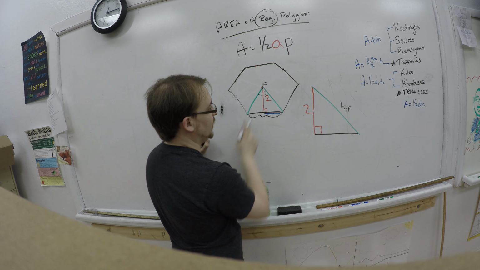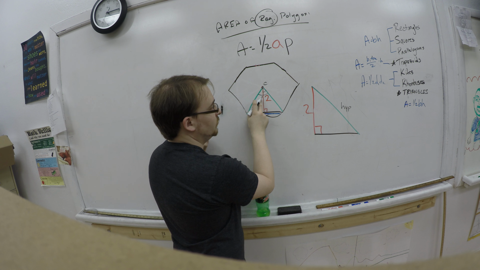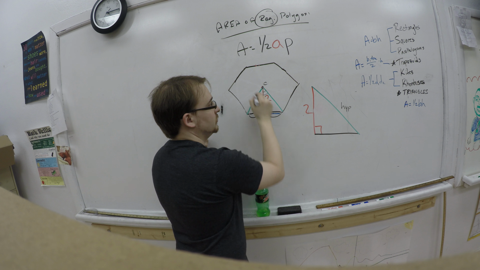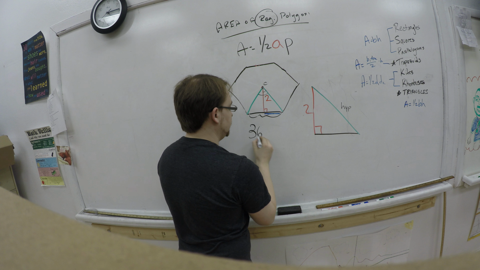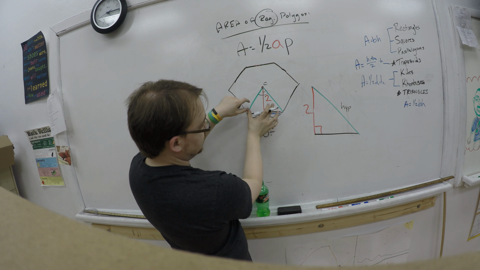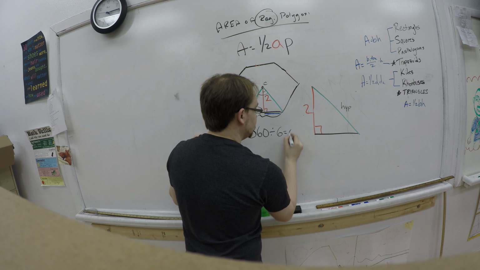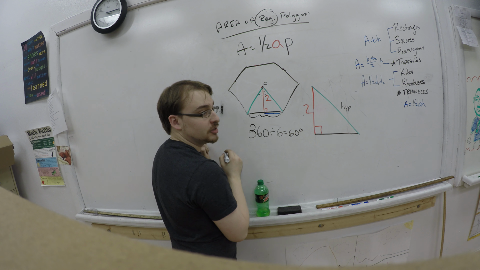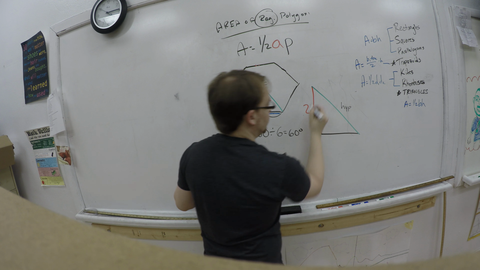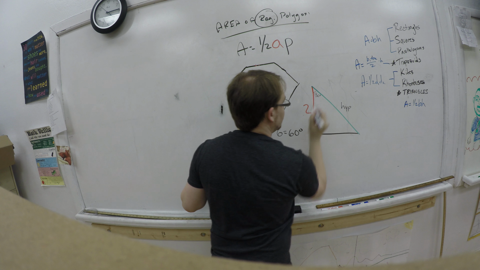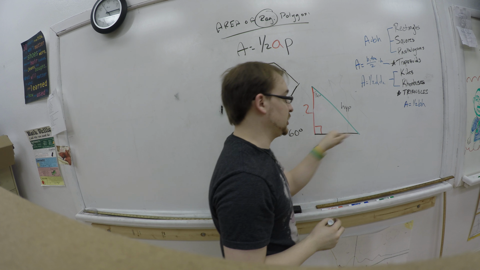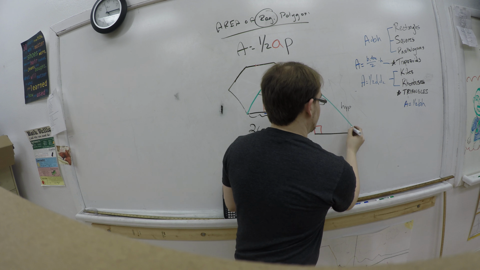So how do we find the big angle? How many degrees total do I have in here? 360. If we divide it into 6, because 6 sides, we can find the big angle. 360 divided by 6 is 60 degrees. So the big angle is 60 degrees. What's the little one? 30. So this one's 30. Now we're in business. We could know that this is 60. We've got a special triangle.